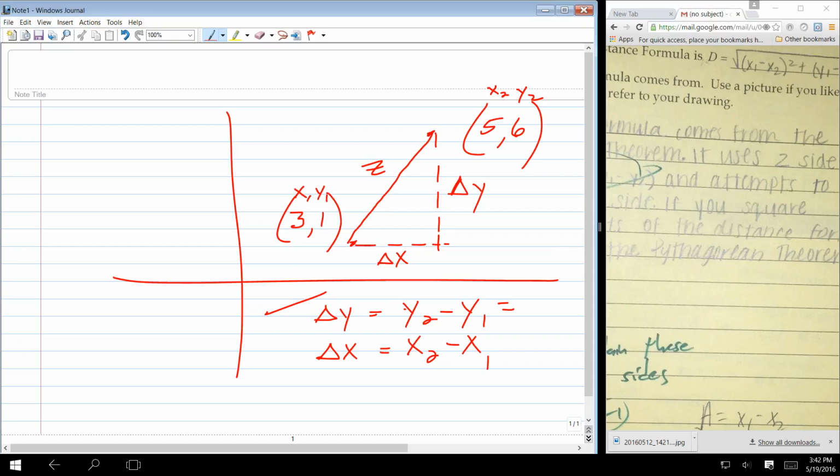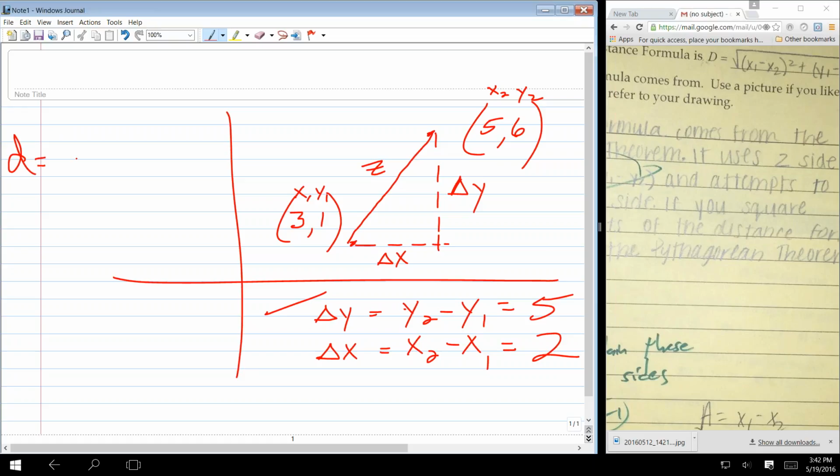Changes in the y coordinates. That's all you need, is the difference in the y coordinates. So 6 minus 1 is 5. Okay. That's what I was looking for. What's the difference in the x coordinates? 2. Okay. And I don't really care whether they're positive or negative.